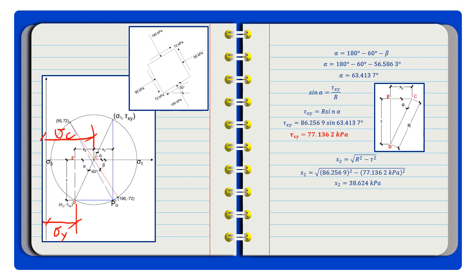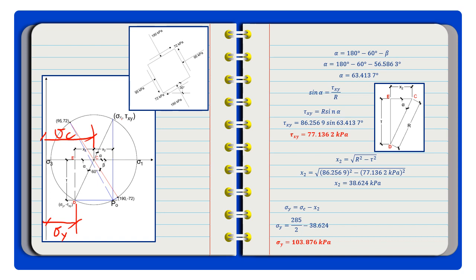So, having that from our Mohr's circle, we can have sigma y is equal to sigma c minus x sub 2. Then substituting the values, we will have 285 over 2 minus 38.624. And calculating those values, we will have sigma y is equal to 103.876 kilopascal. It is positive kasi nandun tayo sa side na positive yung sigmas natin.